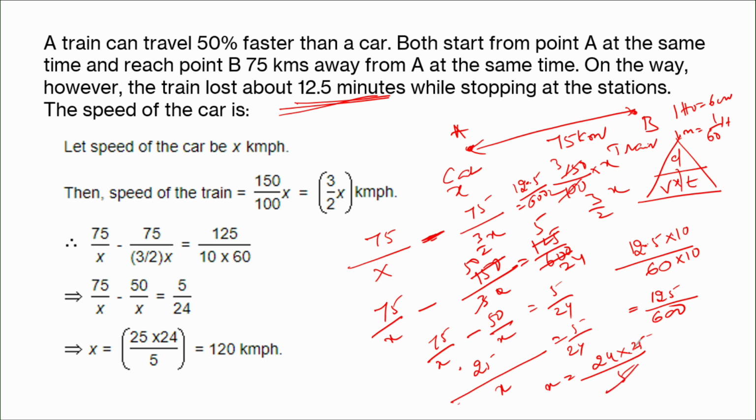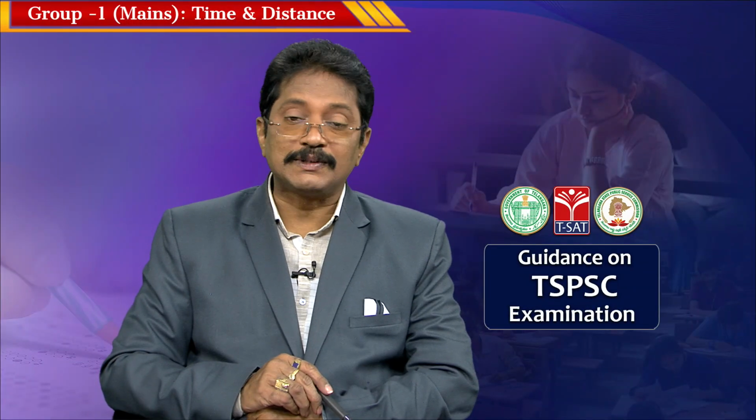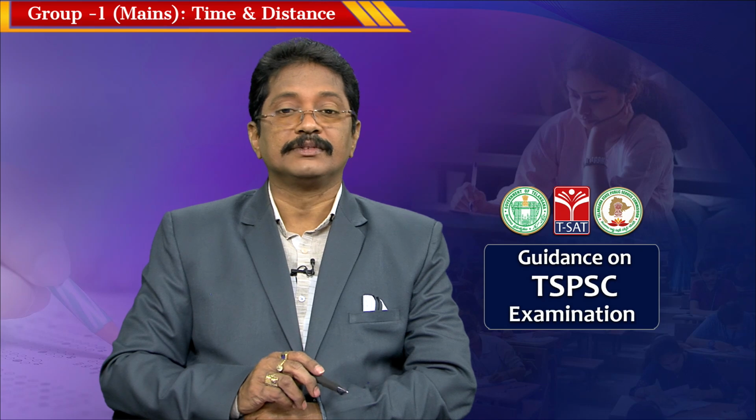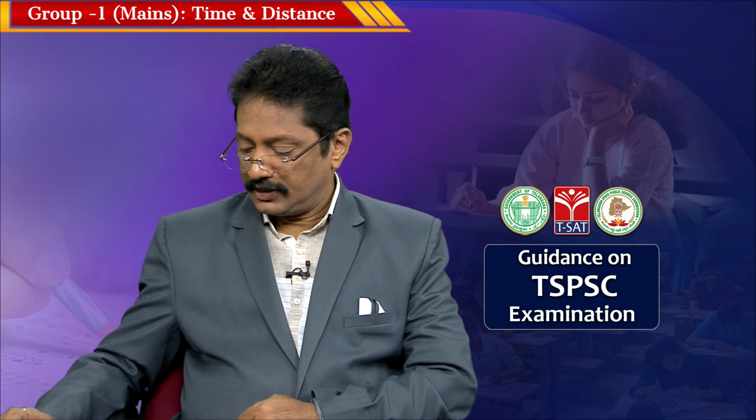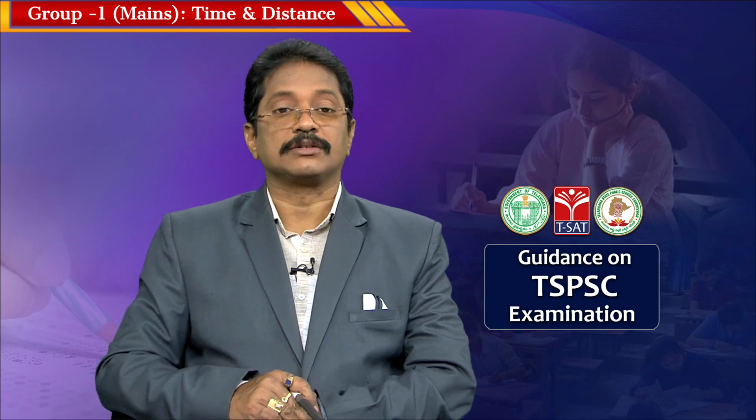5 ones are 5, 5 5s are 25, 24 5s are 120. So 120 kilometers per hour. What is x here? x means the speed of the car. So the speed of the car is 120 kilometers per hour. In this manner you can find the answer. Clear? Okay. Now, shifting to the next question.